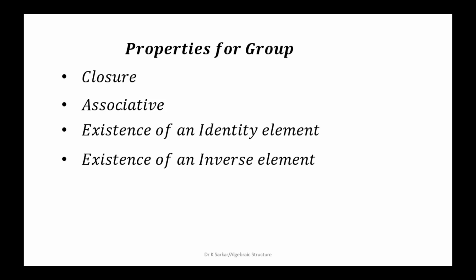Next, the properties for an algebraic structure to be a group are closure, associative, existence of an identity element, and existence of an inverse element. Closure, associative, and existence of an identity element we have just seen. Now let us see whether an inverse element exists or not. 1 and minus 1 both belong to Z. If we add minus 1 with 1, we are getting 0, which is the identity element of Z, and 0 belongs to Z. Therefore, the inverse element exists. Hence, (Z, +) is a group.